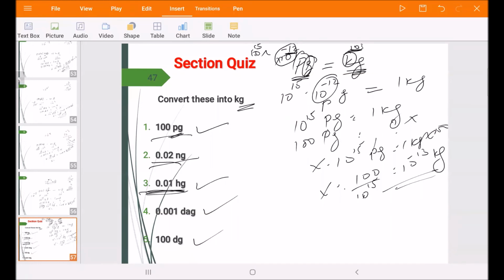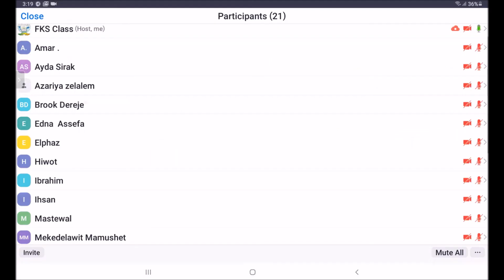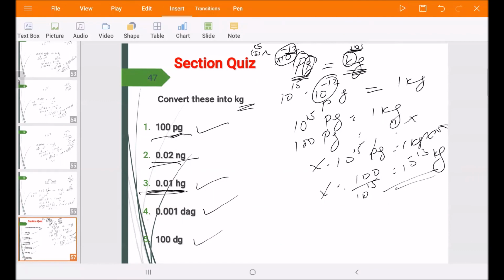0.01 hectogram into kilogram. Ash, you can tell me your answer. Amar, I think, do this question. Question number four. Quickly.